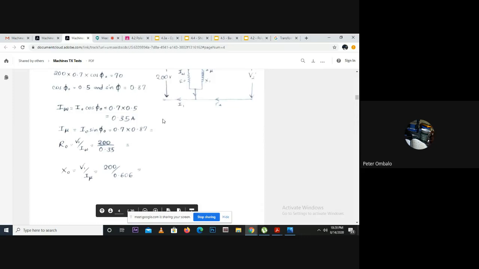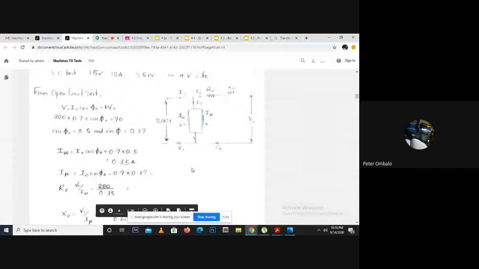I will send a final document after finding these answers, but it's pretty clear that we can get the iron loss component, the magnetizing component, and R naught and X naught as well. So IW, I mu, R naught, and X naught form the open circuit parameters, and from that we can draw the equivalent circuit of an open circuit test, and this is it. So if you're asked to draw the equivalent circuit of this open circuit test, it will have these parameters here.